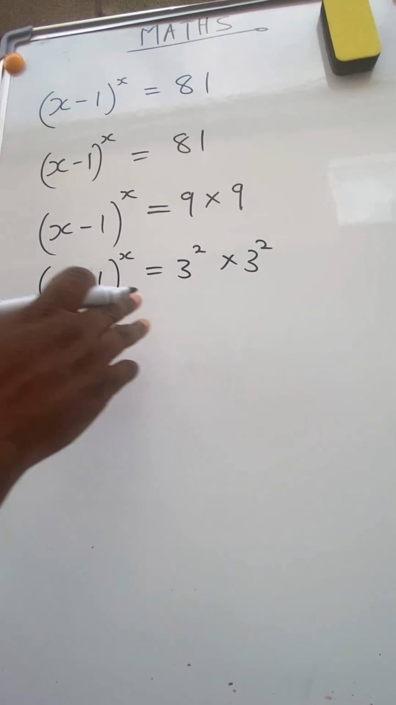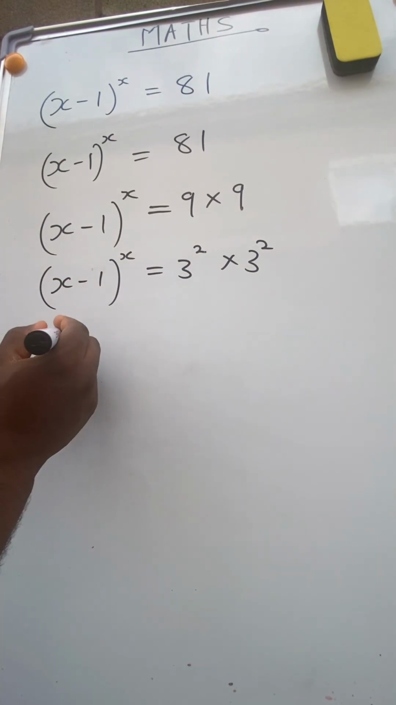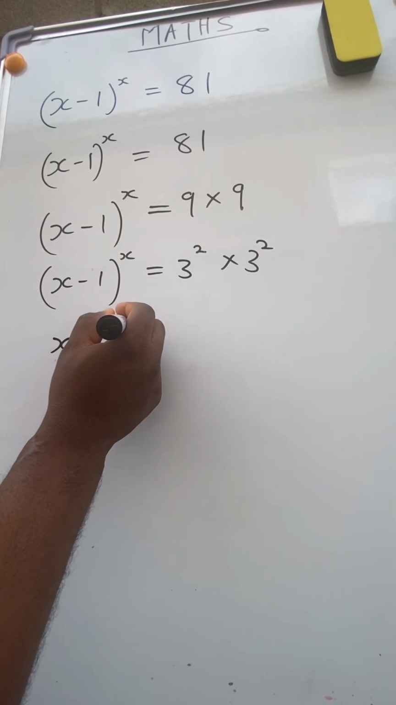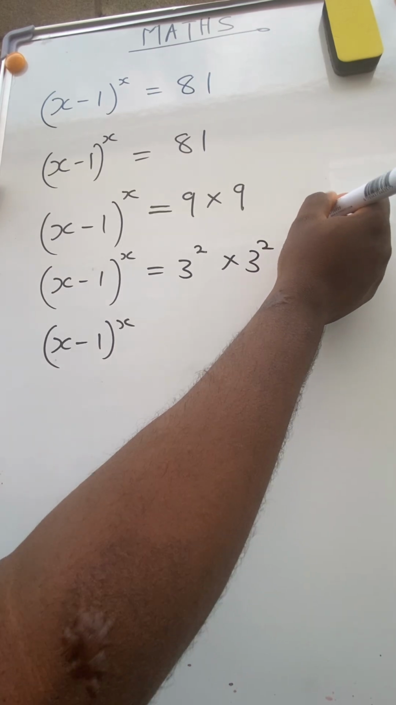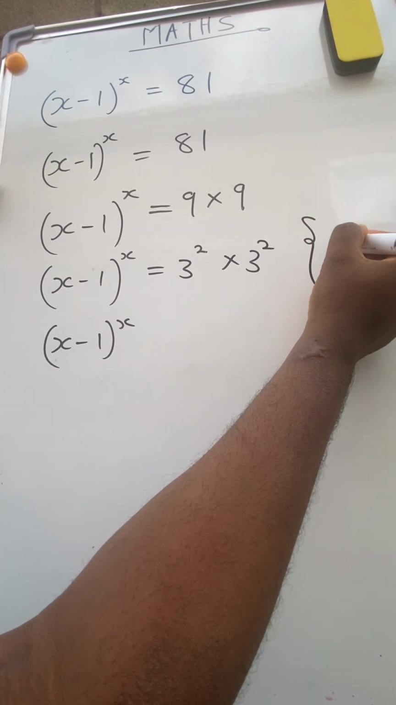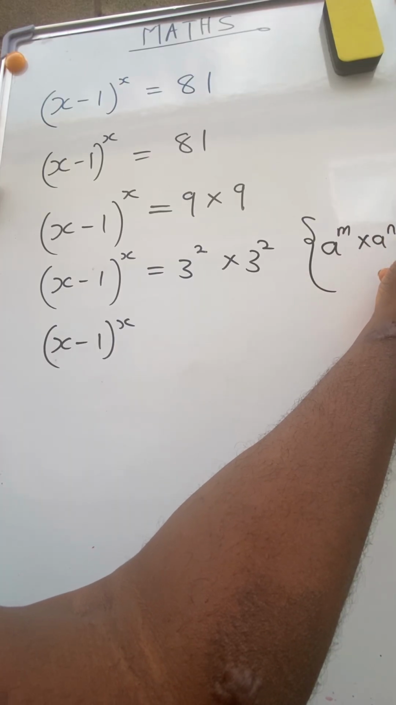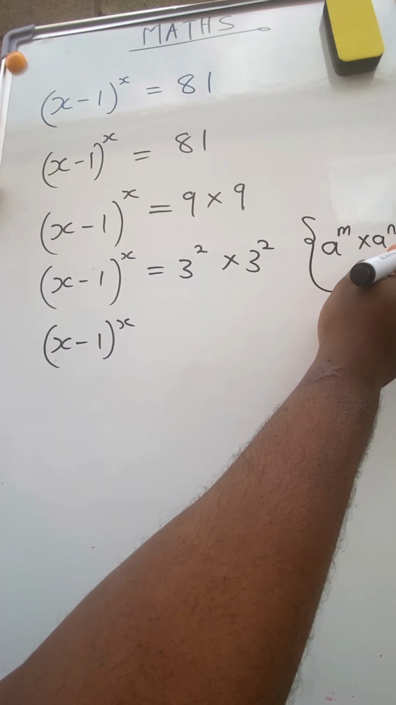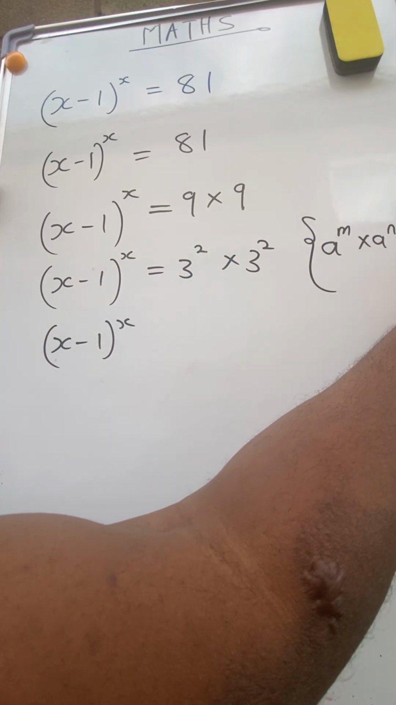Now, if you look at everything, both left-hand side and right-hand side are expressed in index form. Looking at the right-hand side, it is similar to a law of indices called the multiplication law. Let me give you a clue: if you have a raised to power m multiplied by a raised to power n, since the bases are equal, all you need to do is add the powers together as a raised to power m plus n.